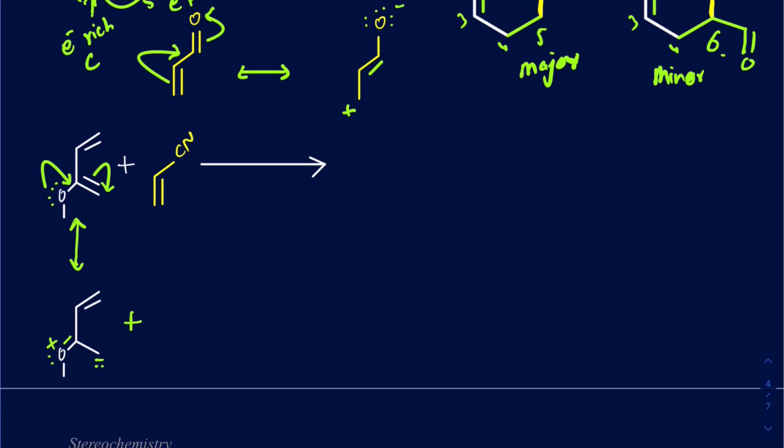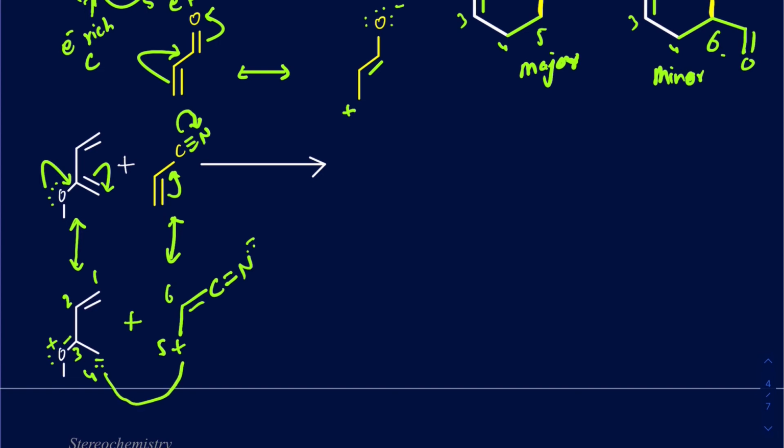Plus I can have the same story with this CN. So remember the CN, this is how it looks like. I can move this down here and this one come up here, and the resonance of that would look like this. So if I count these carbons, 1, 2, 3, and 4, and then I got 5 and 6. So again, carbon 4 in the diene is the one that's going to be the most electron rich, and carbon 5 in the dienophile is going to be the most electron poor carbon, or the carbon with the positive charge.